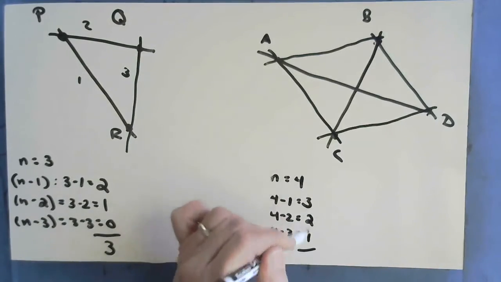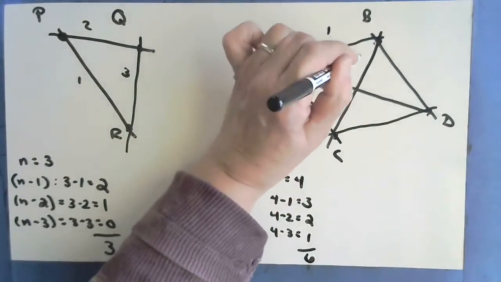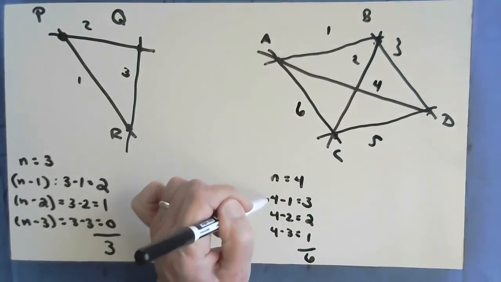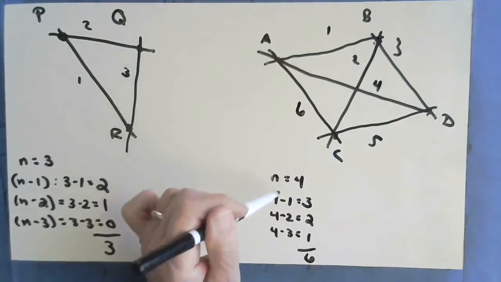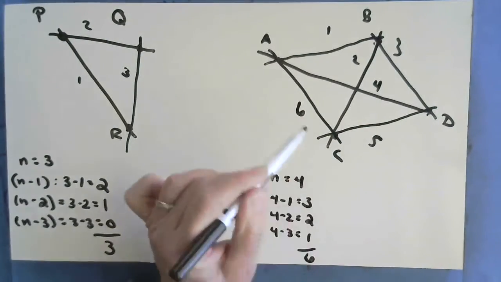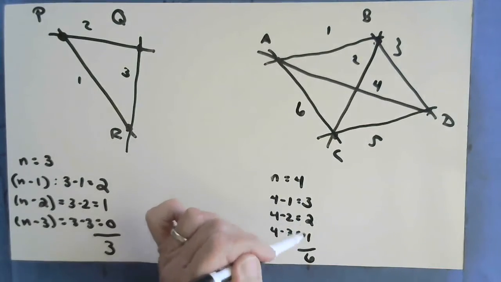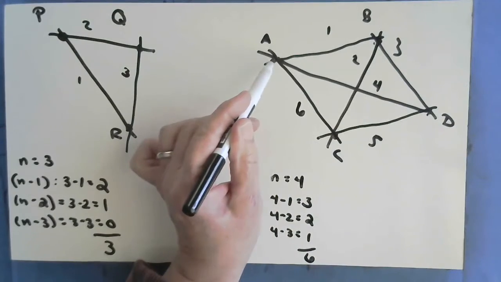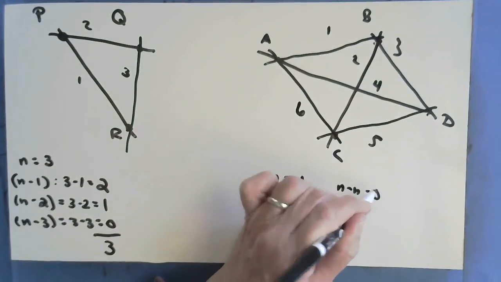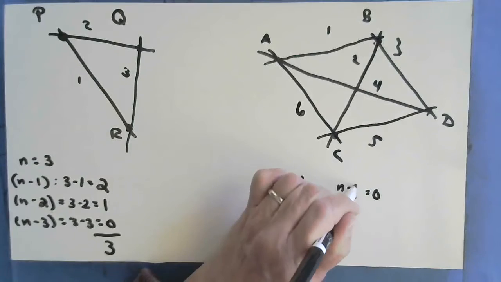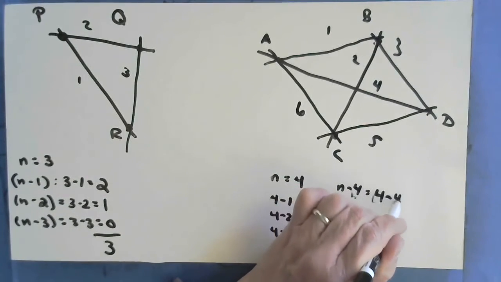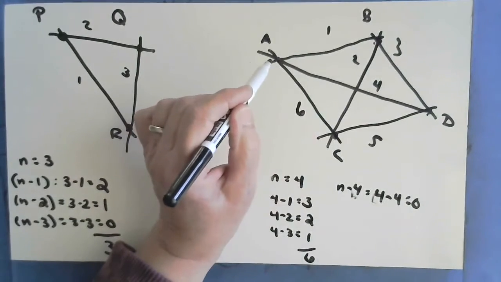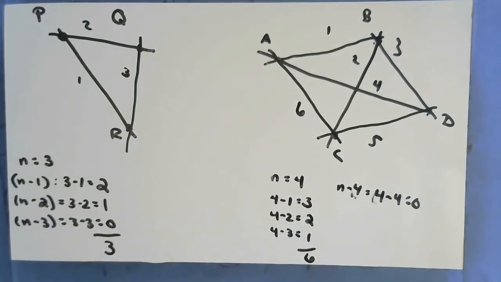We got one line. And so when we add them all up, we see 6. We got 1, 2, 3, 4, 5, and 6. 3 from the first point connecting to all the rest, 2 from the second point connecting to all the remaining ones, 1 from the third point connecting to all the remaining ones, and the fourth point, so n minus n equals 0, or n minus 4 equals 4 minus 4 equals 0. That's the last point. It's already been connected to everyone else, so it contributes no more lines to it.